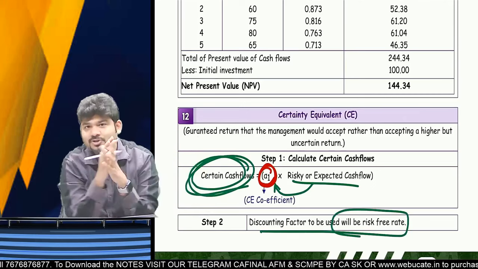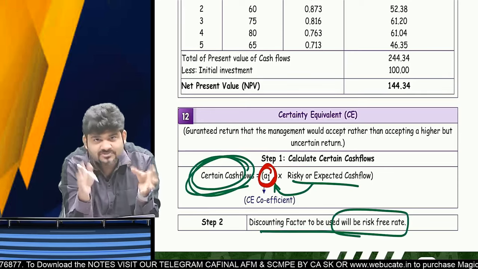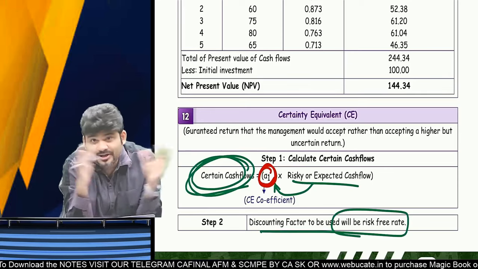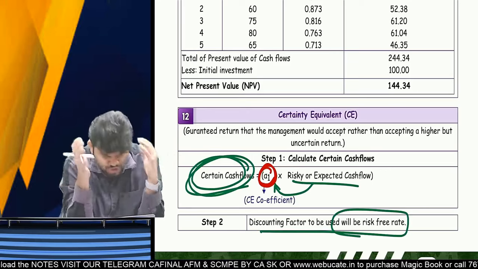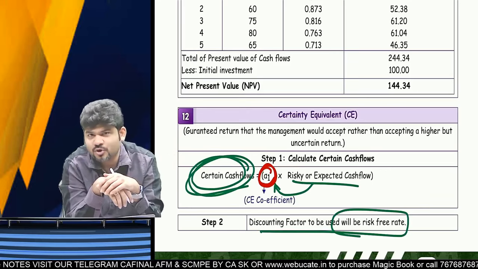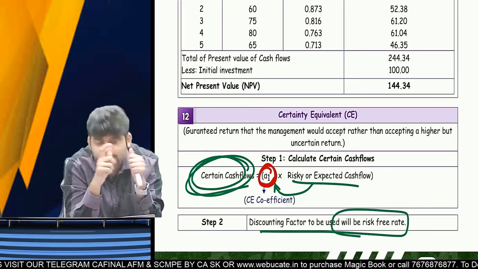Got it, guys? First the cash flows are given, but these are not going to be the certain cash flows. Are you sure that you are going to attain this much cash flow? There will always be uncertainty.